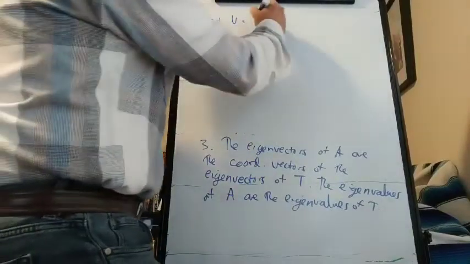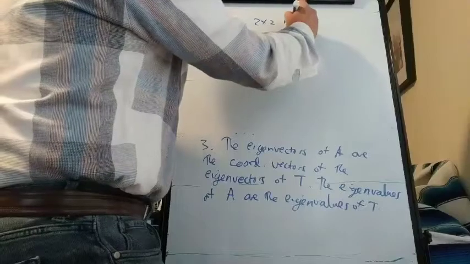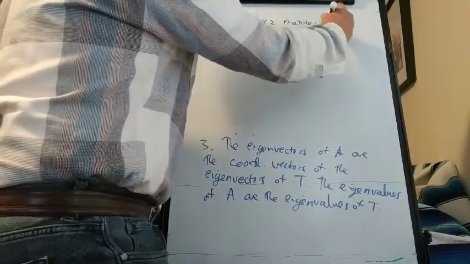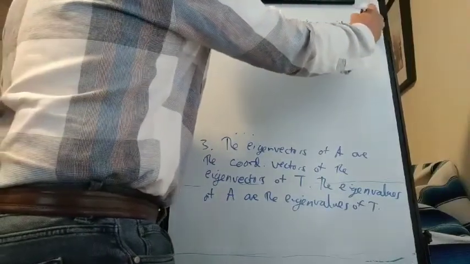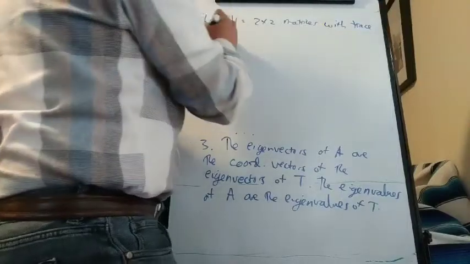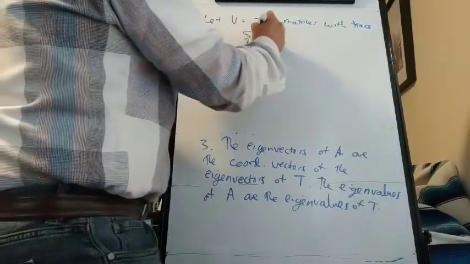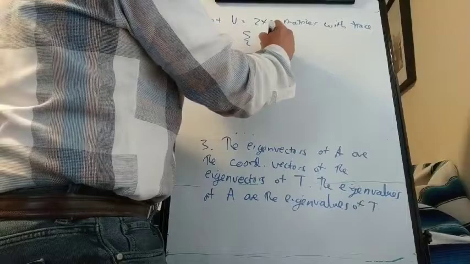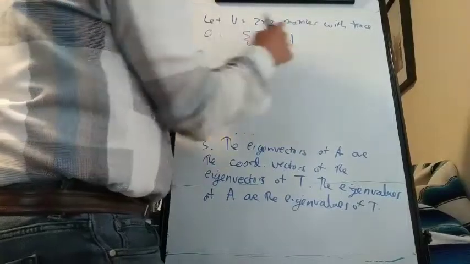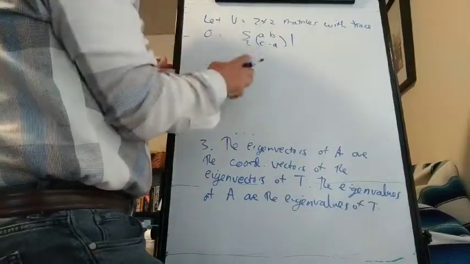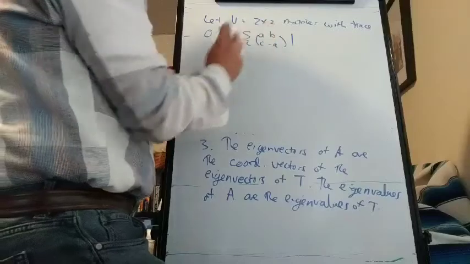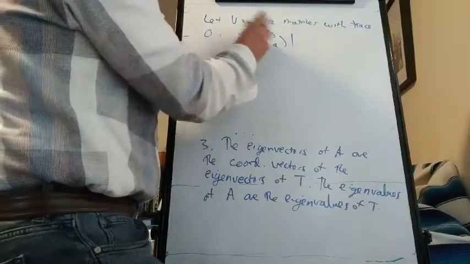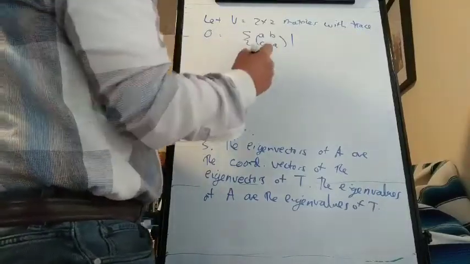Let's let V be 2 by 2 matrices with trace 0. So that is all the matrices with entries a, b, c, negative a. Trace is the sum of the diagonal entries, so this entry plus that entry has to add up to be 0. That means that they have to be opposites. And then b and c can be anything.